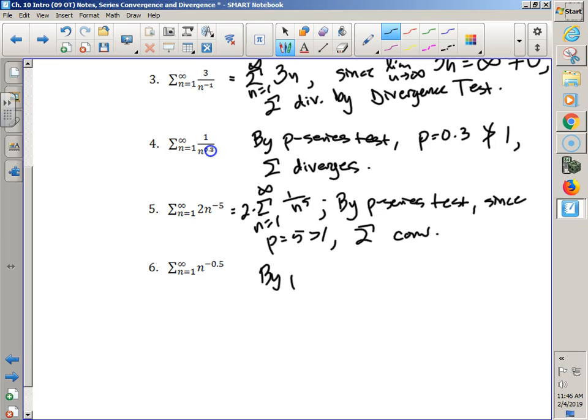And then? What's P equal to in this one? I was going to say it's negative, we can't do it, but it's positive as long as you rewrite it as? Right?